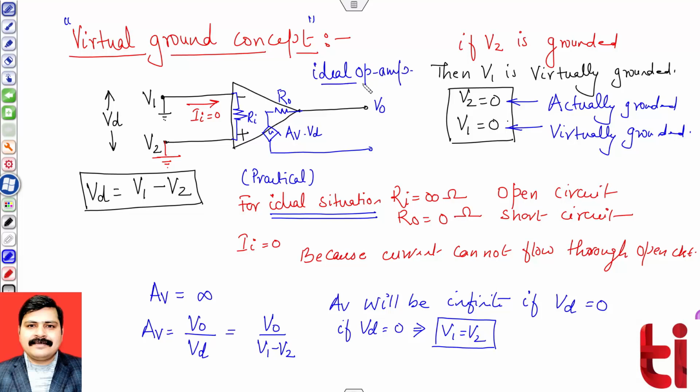This is a very interesting relation. Probably in the next module, when we discuss different operations of the operational amplifier, then we will use this concept for the detailed analysis. Thank you.